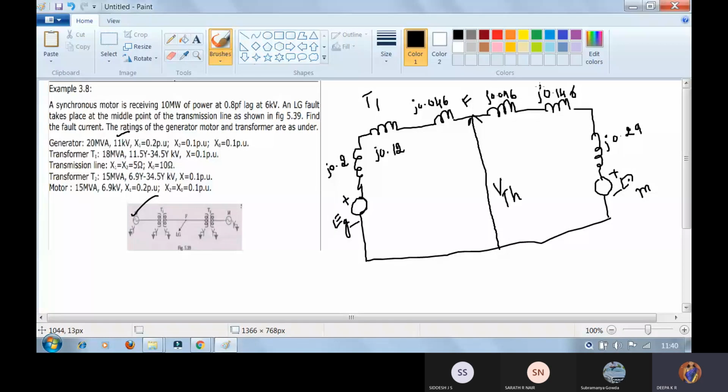Positive sequence diagram, or you can write it as the positive sequence impedance network, PSN. Copy this down.